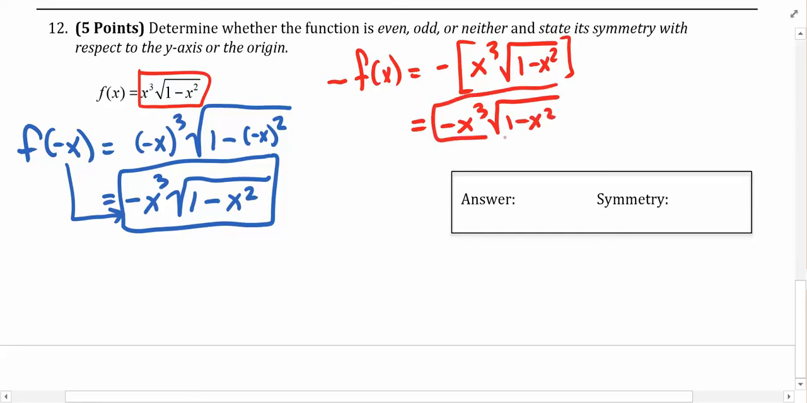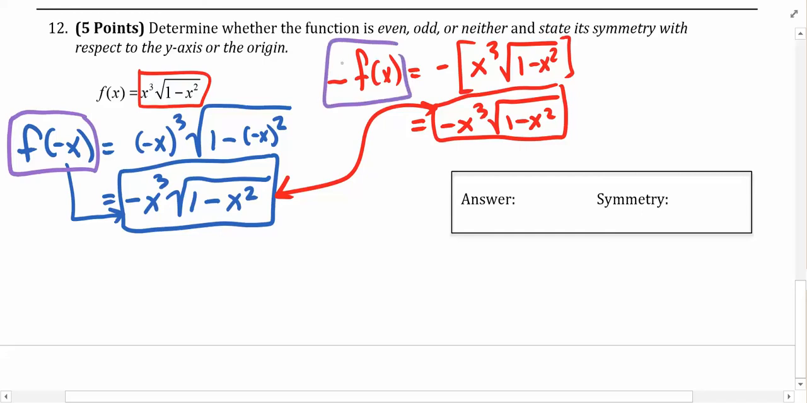Okay, now compare these two. Are these two things the same thing? Take a look at them. Yes, they're exactly the same thing. So if they are the same thing, then that means that these two must be the same thing.